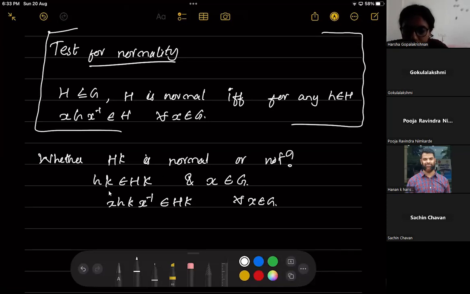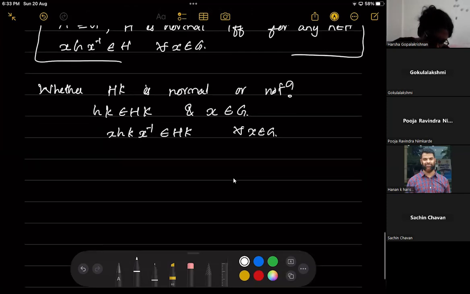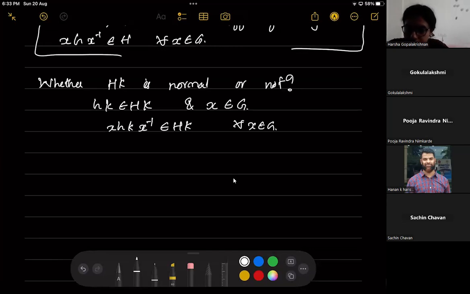So, can anyone think about this? How can we write this? We have two conditions given, H and K are normal. We have used that to prove it is a subgroup. Here also we need to use that condition, that H and K are normal. How can we use that H and K are normal to prove this one? Again, we will use H and K normal, then that test for normality we will use for H and K.